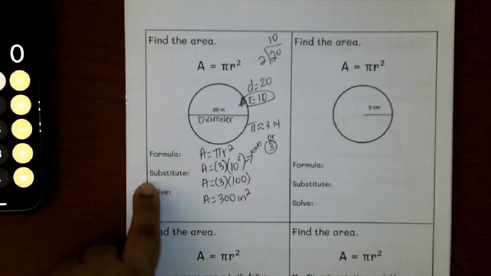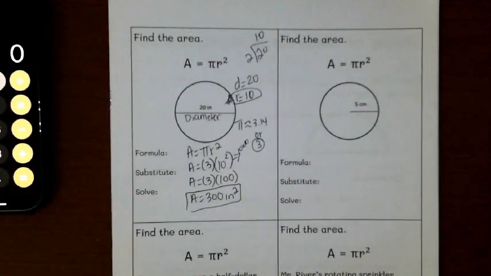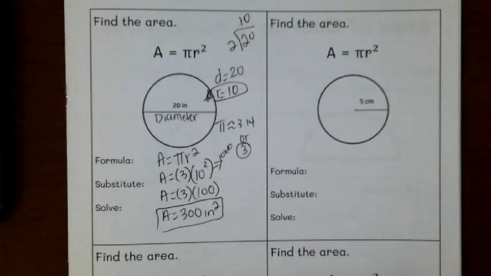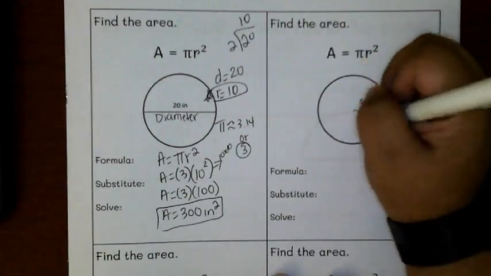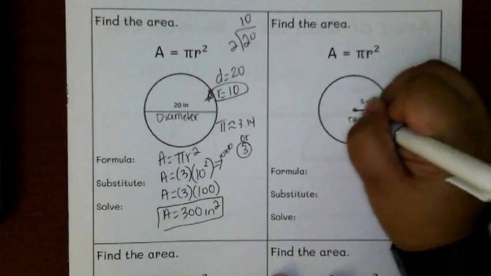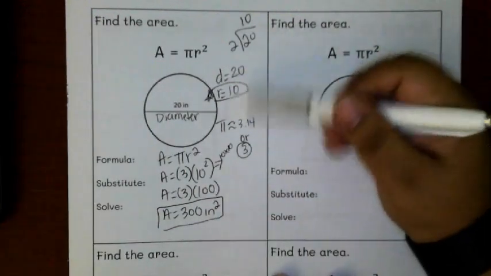Okay. All right, let's go to number 2. Now if you look at number 2, it's different. It's different because it gives us radius already. It doesn't give us diameter, so we don't need to do any division like we did over here in number 1. Okay? Area is equal to pi r squared.